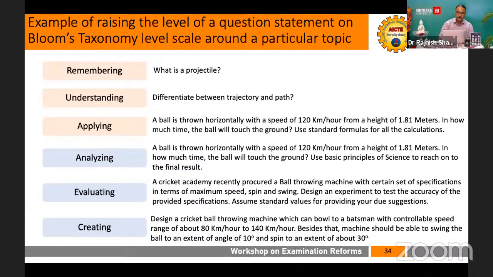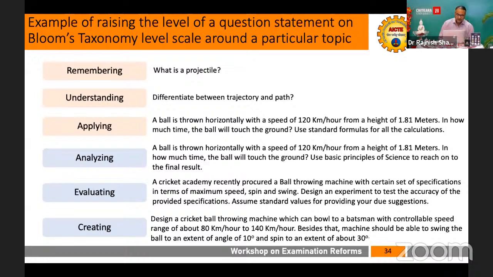While in the applying level of question, it says use standard formulas for all the calculations, which means there must be some standard formulas which should be easily available. Just use those standard formulas to reach the final result. But when you have to use the basic principles of science, it means you are simultaneously analyzing this real life scenario also, and this question should fit into the analyzing level of Bloom's taxonomy.